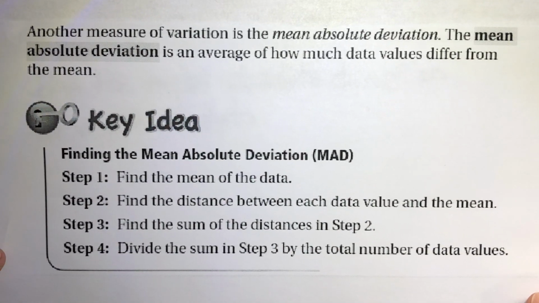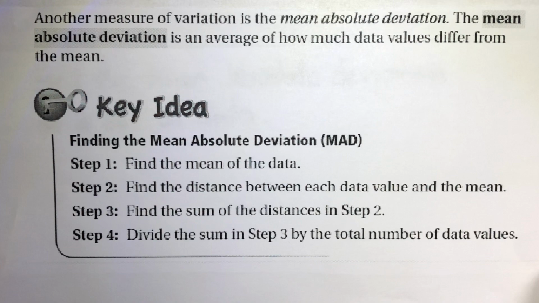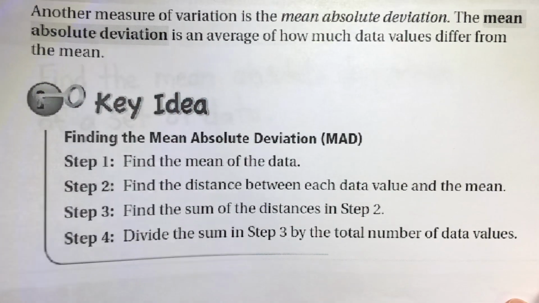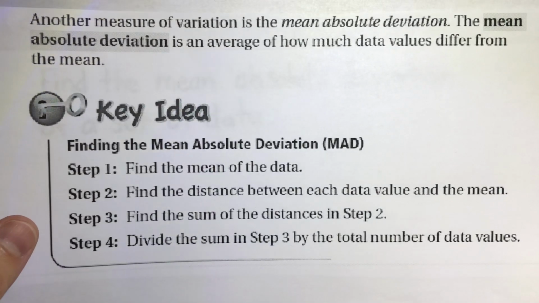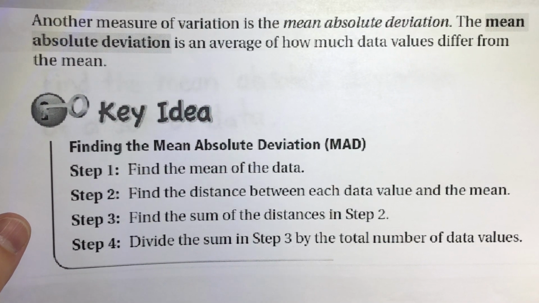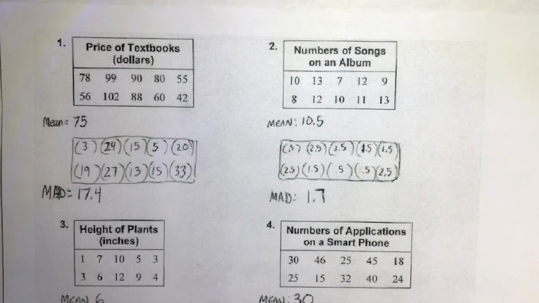The first thing we need to do is find the mean of the data. Then we find the distance between each data value and the mean. Then we find the sum of those distances and then divide to find the mean of that. Now, that again seems a little overwhelming at once. So what I'm going to do instead is show you some examples that have already been completed for you. So we're going to zoom in and focus on one at a time here.